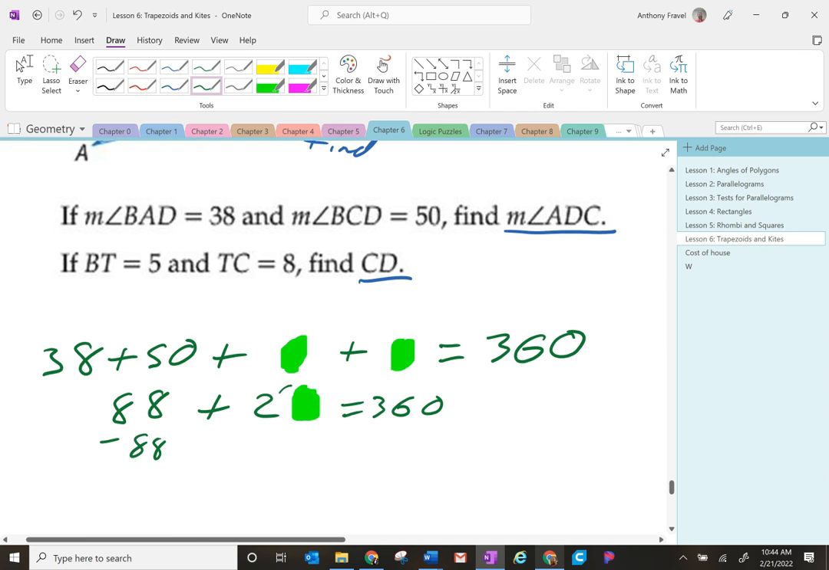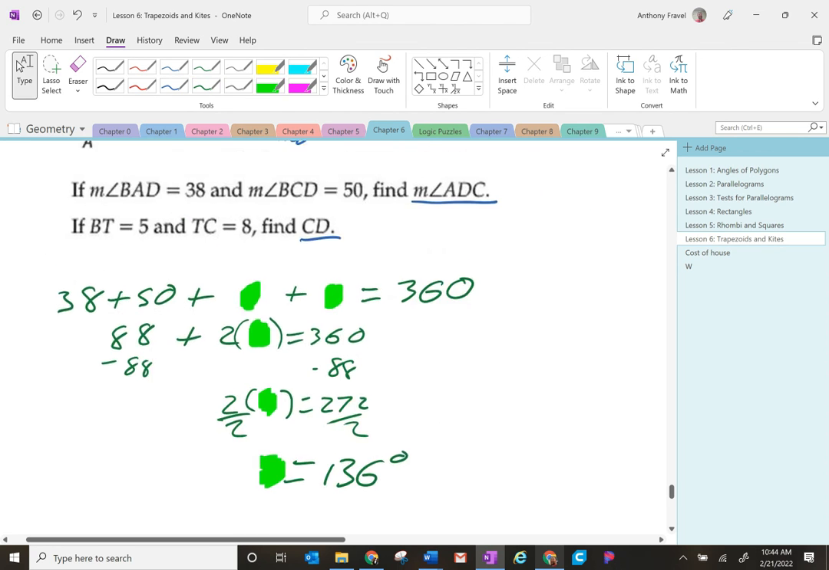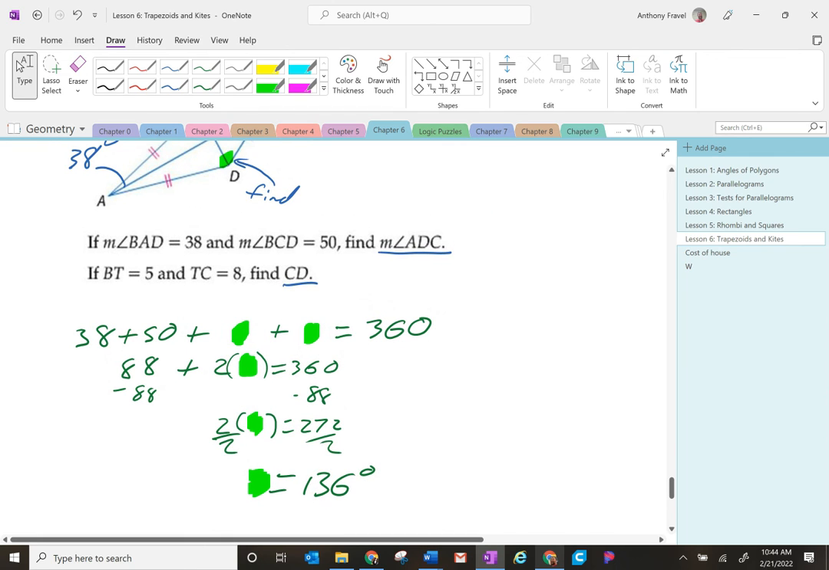Subtract 88 from that side. I get 2 times the green angle equals 272. Divide both sides by 2. That last angle is going to equal 136 degrees. So that green angle that we did from up there equals 136. So angle ADC is 136 degrees.